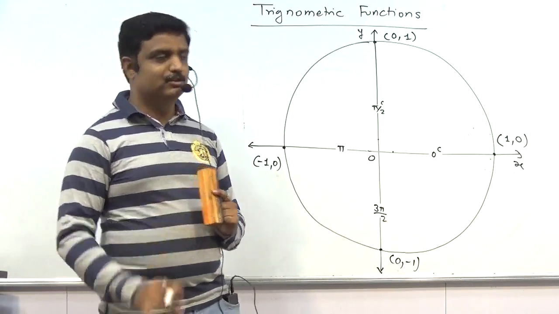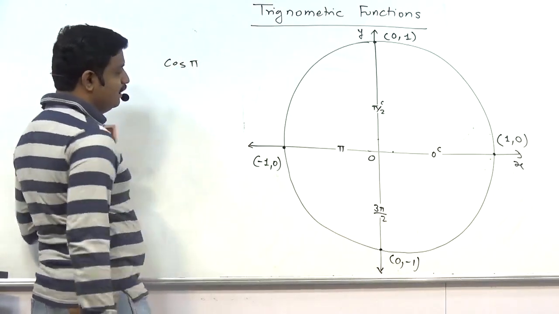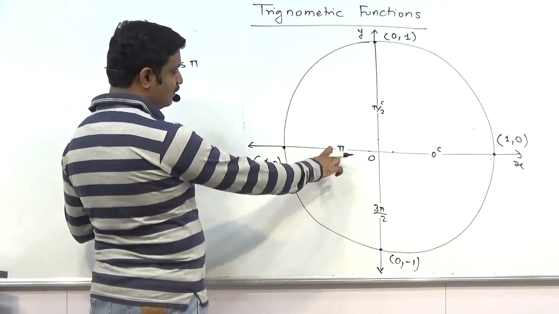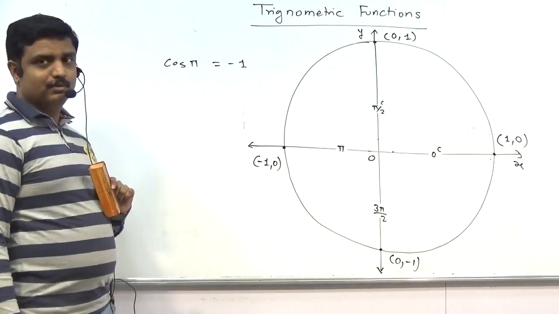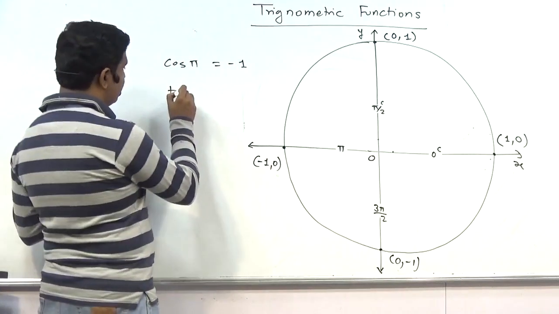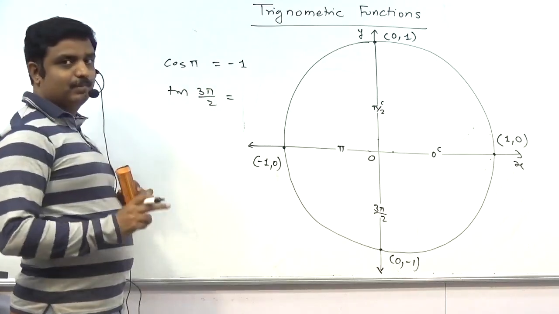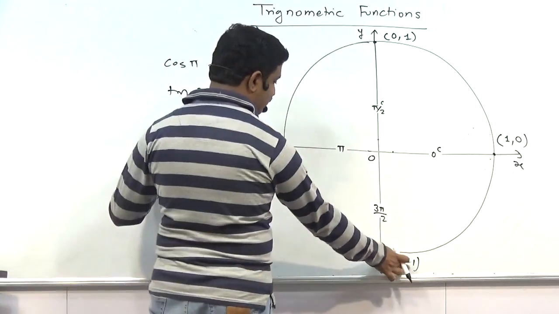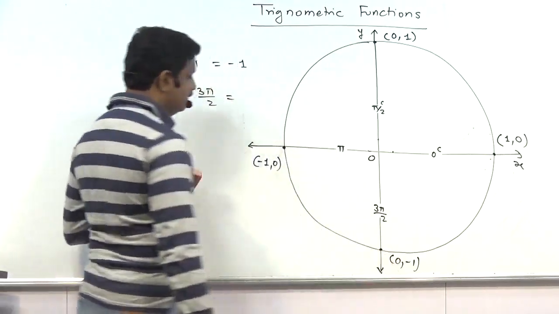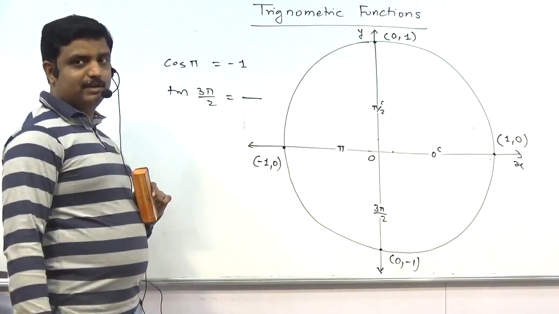Do you agree? So if I ask you quickly, what is cos pi? You will find angle pi. Cos means x coordinate. So you will write minus 1. If I ask you what is tan 3 pi by 2, it is sine by cos, y by x. What is the y coordinate? Minus 1. What is the x coordinate? 0. Minus 1 by 0, you will say not defined.